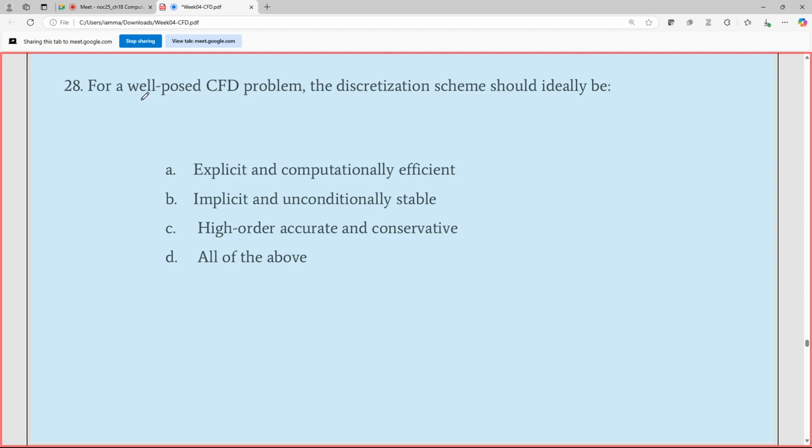So the question is on, for a well-posed CFD problem, how the discretization scheme should be. Options are: explicit and computationally efficient; Option B, implicit and unconditionally stable; Option C, higher order accurate and conservative; Option D, all of the above.